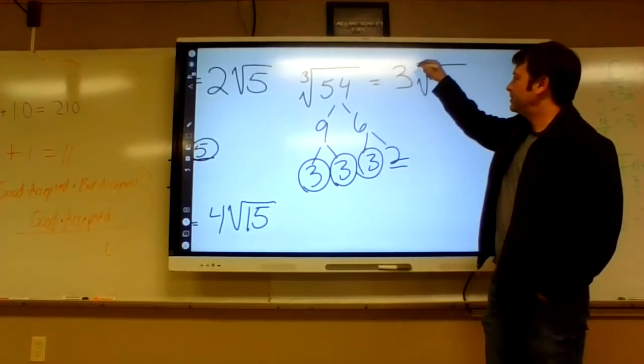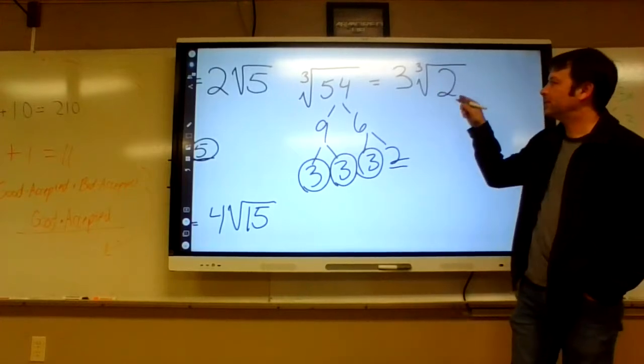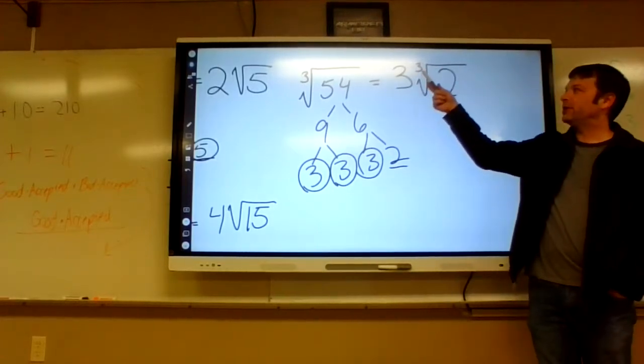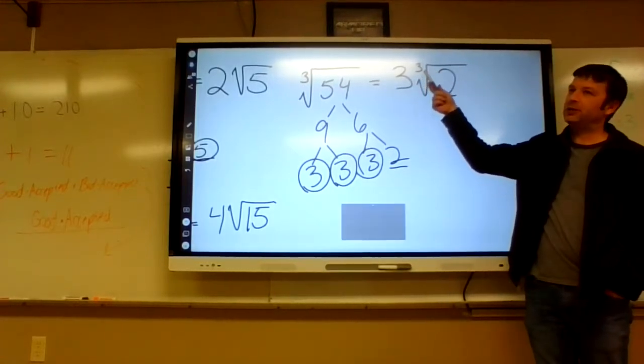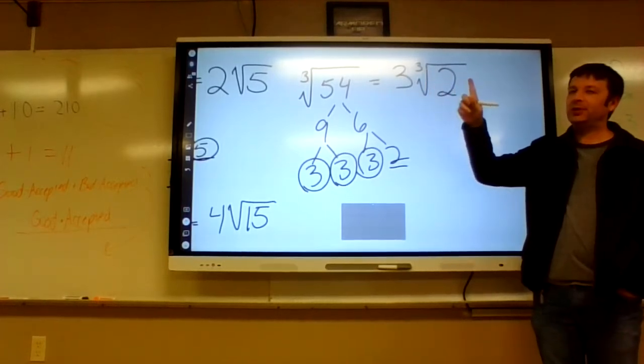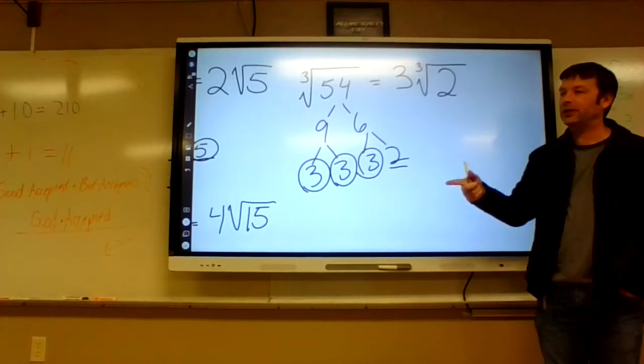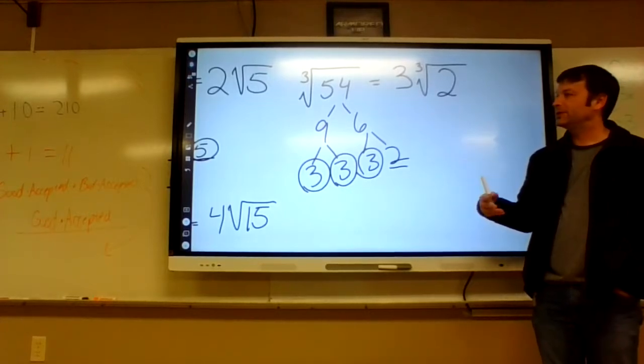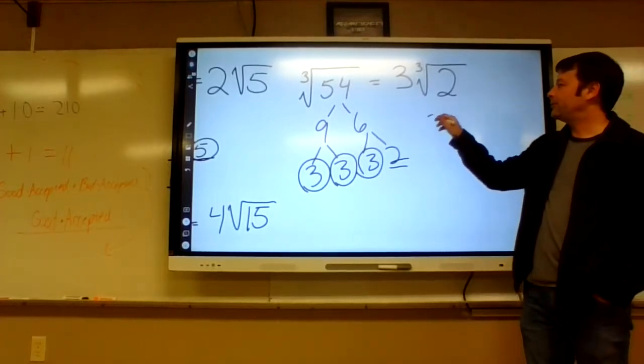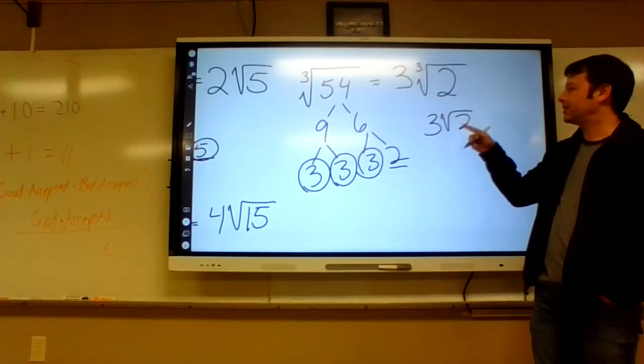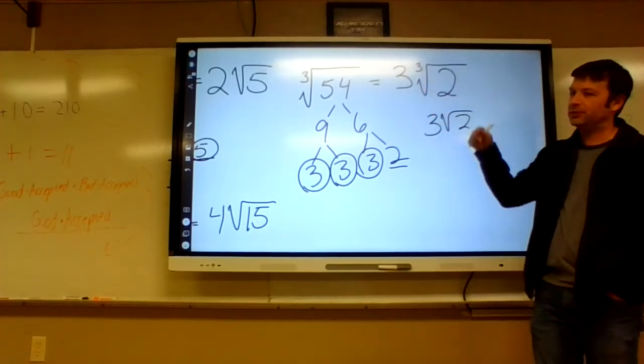But a lot of people are going to get this wrong. You've got to put the root right there. If it's not a square root, you've got to say what root it is. If you make that mistake once, I'll give you a freebie, but if you do it on the next problem, it's half off. So you've got to be careful. If you put 3 square root of 2, that's not right. It's 3 cube root of 2.